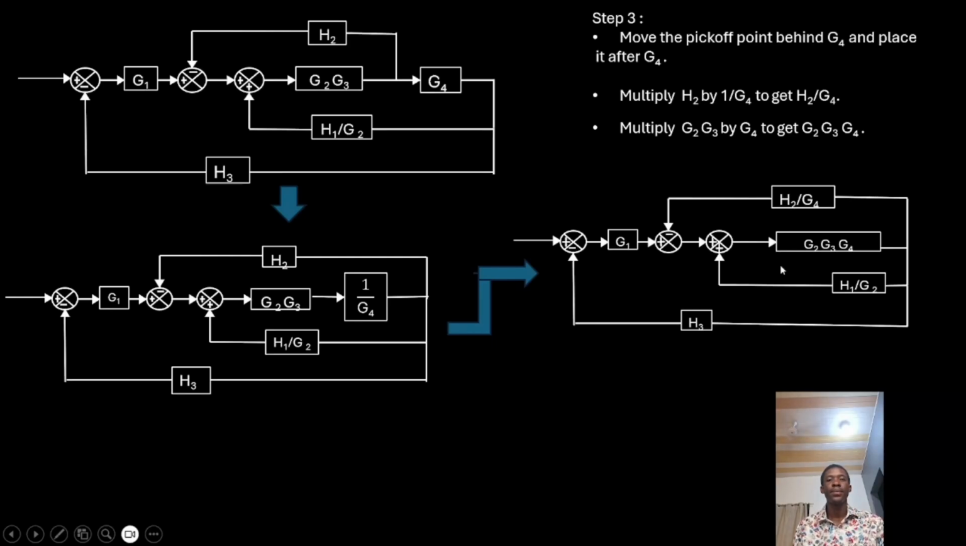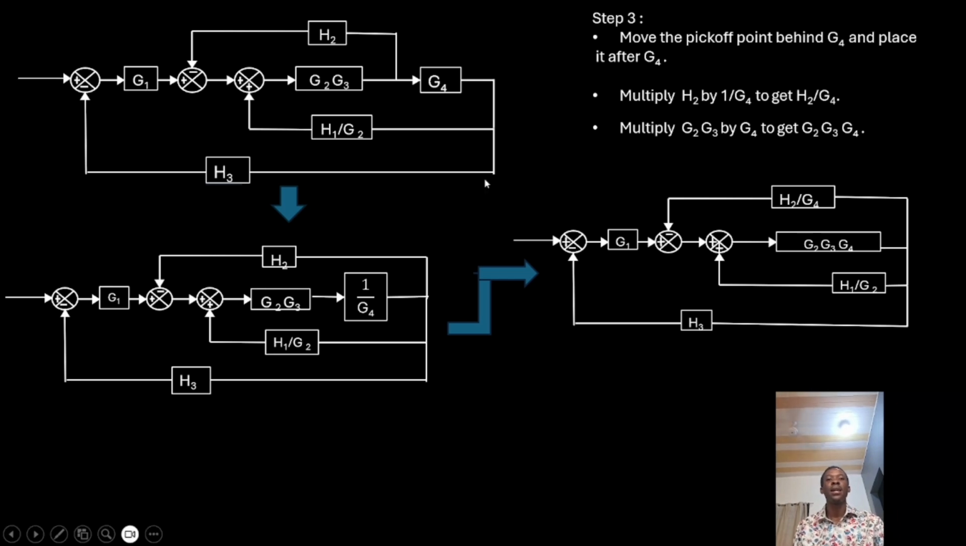Good day, everyone. So for step 3, we focus on shifting the pickoff point in the block diagram to further simplify the system. From the block diagram reduction rules, to be specific, rule 5 will be shifting this pickoff point from here to here, that's from before the G4 block to after the G4 block, in order to make our simplification much easier and faster as possible.